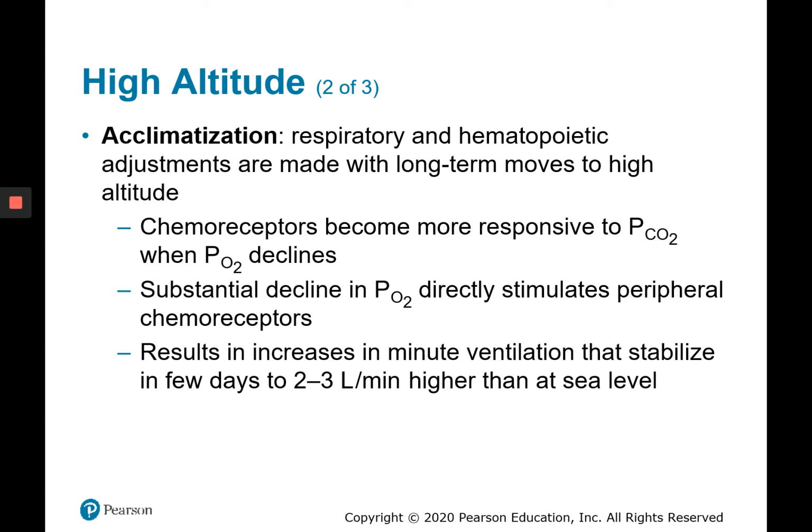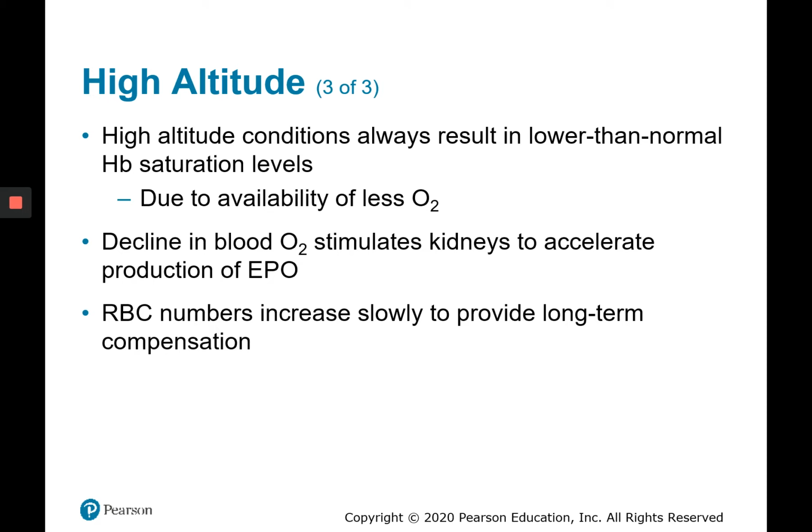And this will increase minute ventilation for a period of time, so it'll increase the normal breathing depth and rate, or eupnea, in the individual that is trying to acclimatize or has moved to a higher altitude and their body is trying to compensate. The hematopoietic tissues will trigger or tell the kidneys to produce erythropoietin. Erythropoietin is a hormone that increases red blood cell production, and those red blood cell numbers, when they increase, will provide long-term compensation and ensure better hemoglobin saturation levels at this new higher altitude.